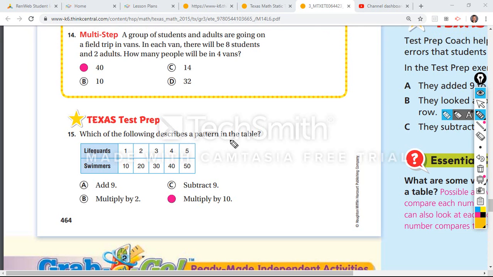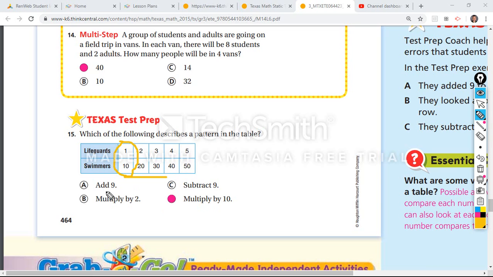Which of the following describes a pattern on the table? One lifeguard can watch 10 swimmers. Two lifeguards, 20. Three, 30. I see the pattern going through the column and through the row. If you look at the column, 2 times 10 is 20, 3 times 10 is 30, 4 times 10 is 40, 5 times 10 is 50.